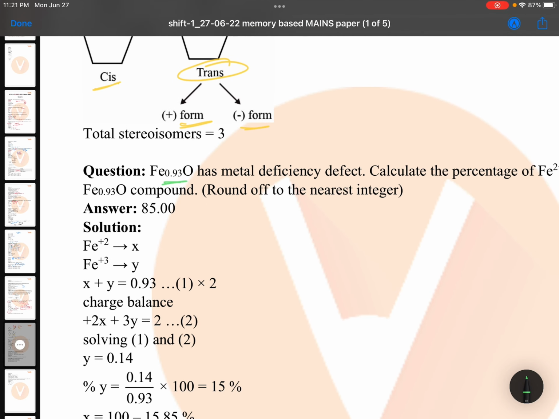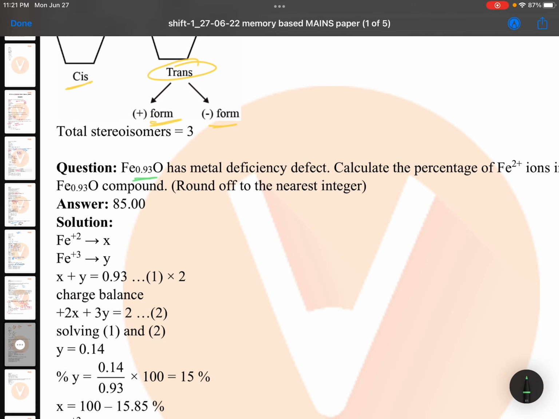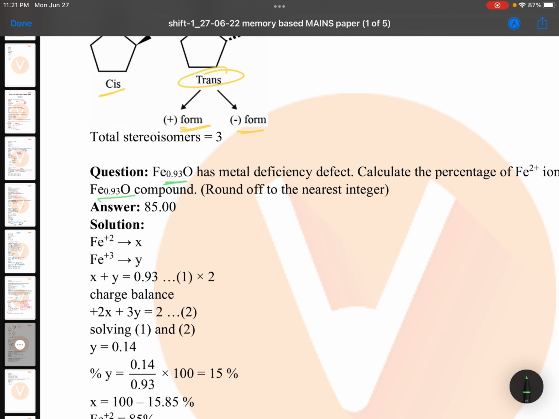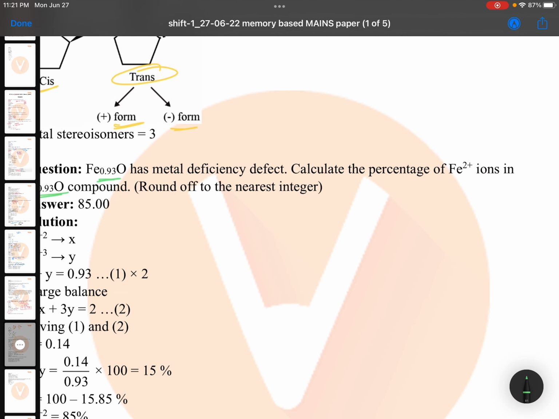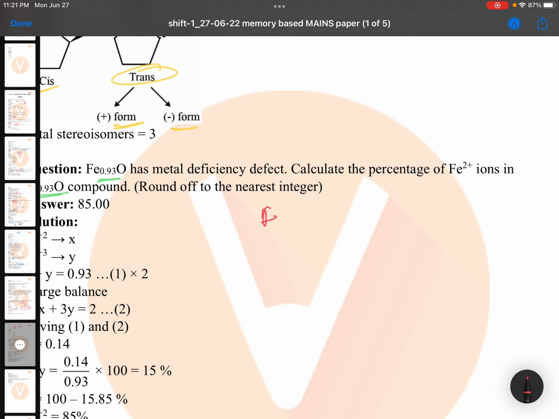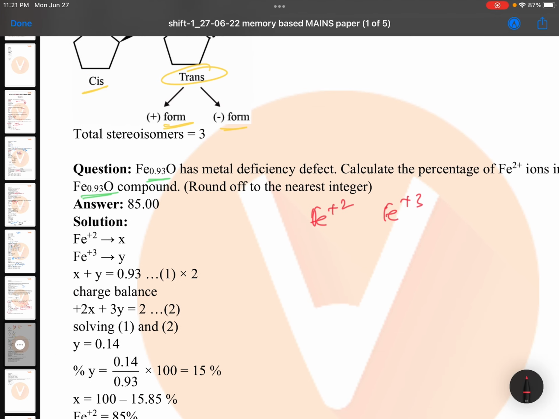Fe 0.930, my favorite choice question from solid state. Calculate the percentage of Fe plus 2 ions in Fe 0.930. This is a very simple question actually. I have very good experiences with it. Okay. Fe plus 2 and Fe plus 3 both are present here. Only one oxygen is present.